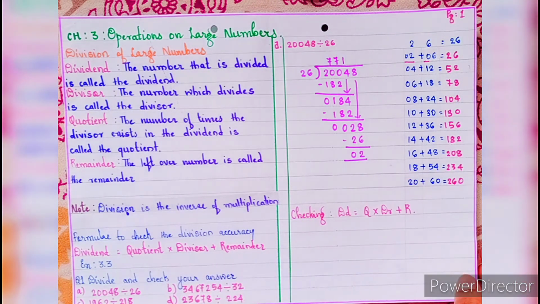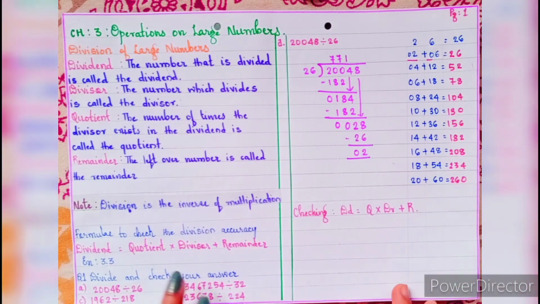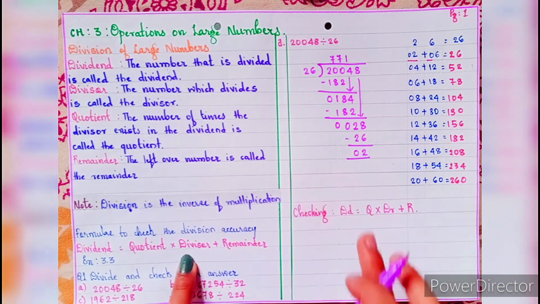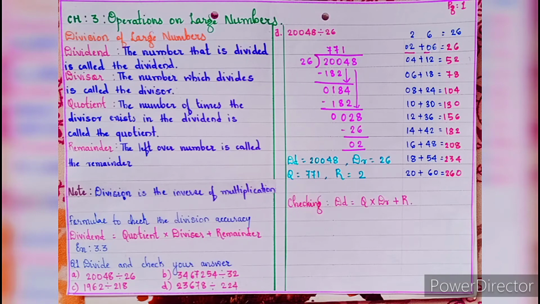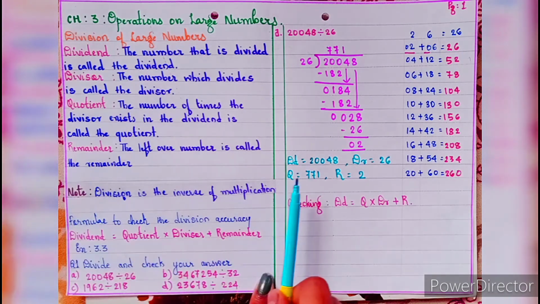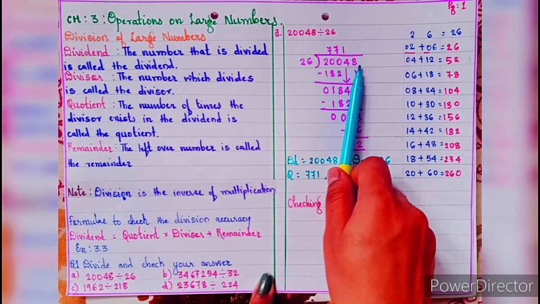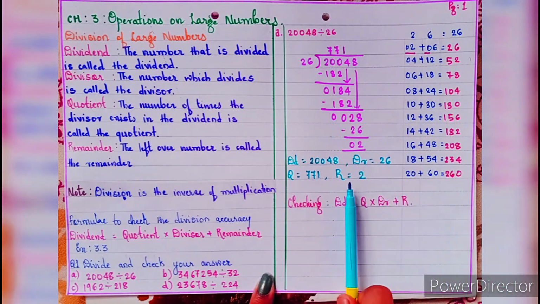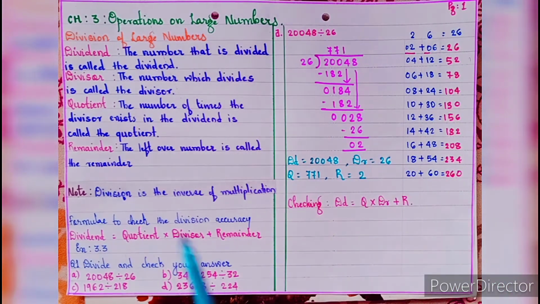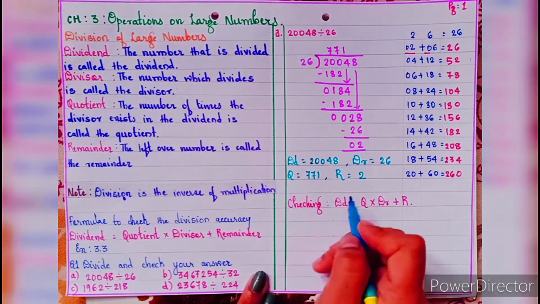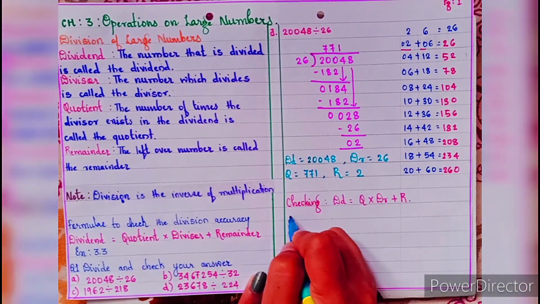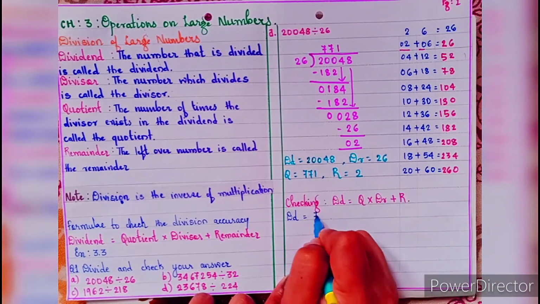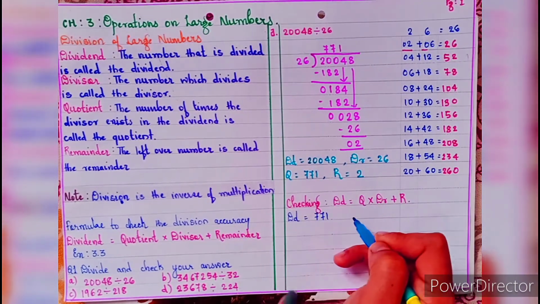So now here what I'll do is I will list all the terms which I need for checking, that I will write here. So let's do that. Now you can see I have listed the dividend, that is 20,048, divisor 26, quotient 771, and remainder 2. So let's substitute those values into the equation. Thus I have here dividend is equal to, what is quotient? 771.